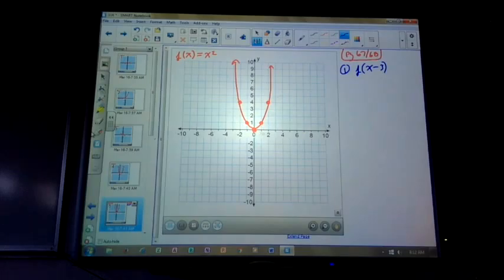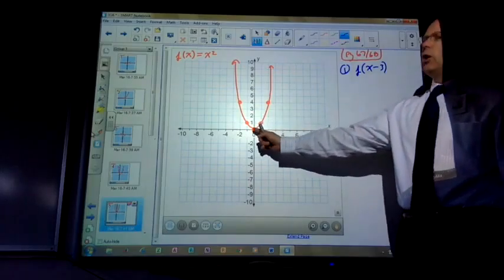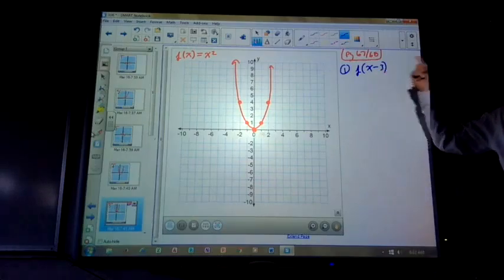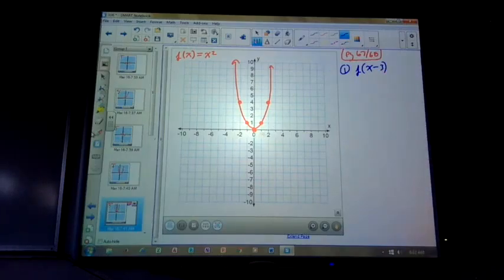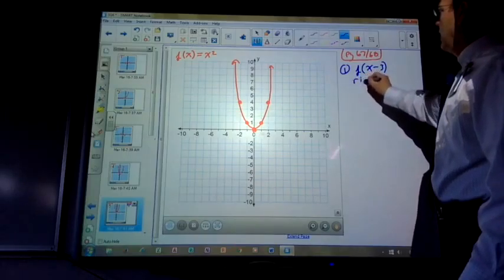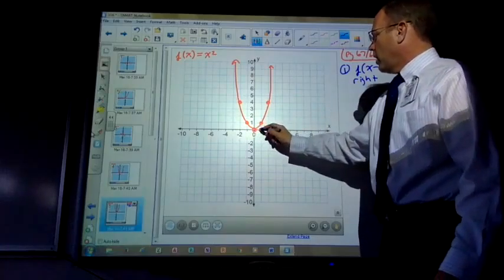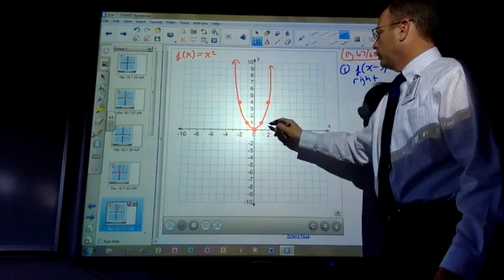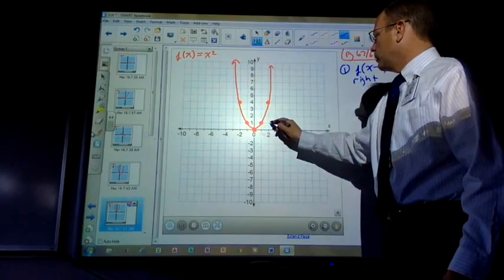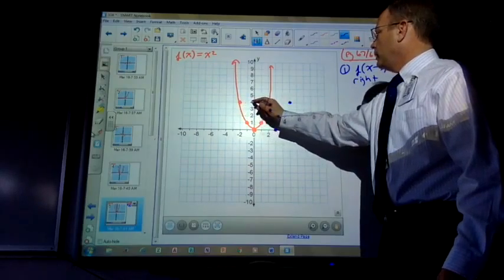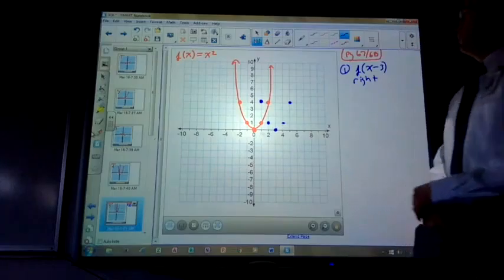So let's see, who should we pick on? Garvey, if this was my original graph, and then I'm going to do this, which is in parentheses, will it shift it to the right, to the left, shift it up, shift it down? Good, it's always opposite. So this is going to take everything and go right 3. So if I go 1, 2, 3, 1, 2, 3, 1, 2, 3, 1, 2, 3, 1, 2, 3. So that's what that parabola is going to do.